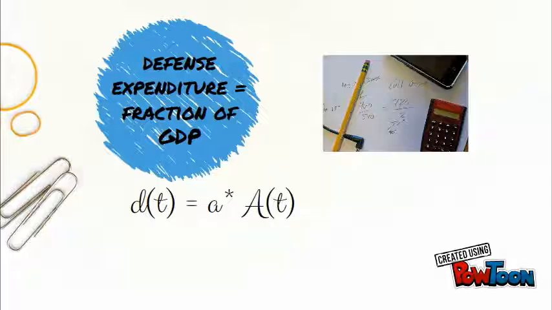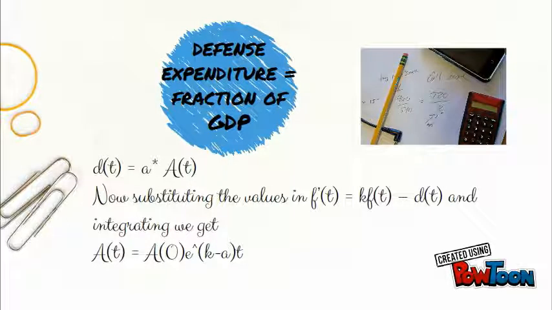Now substituting the values in the above formula, which is f'(t) = constant times f(t) - d(t), and integrating both sides, we get A(t) = A0 times e raised to the power (k - a) t. Here A0 represents the initial value of GDP.